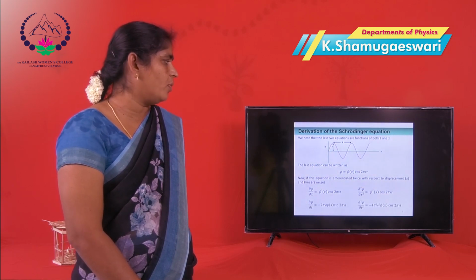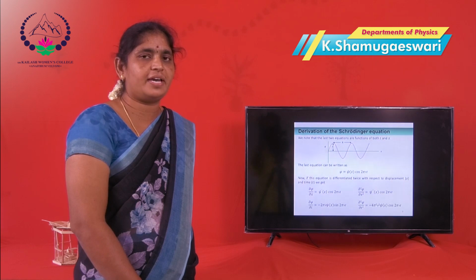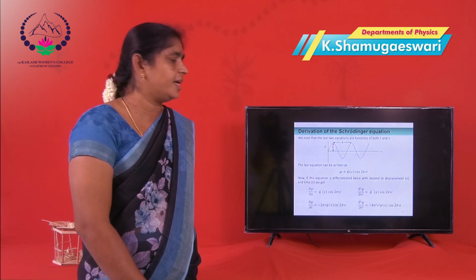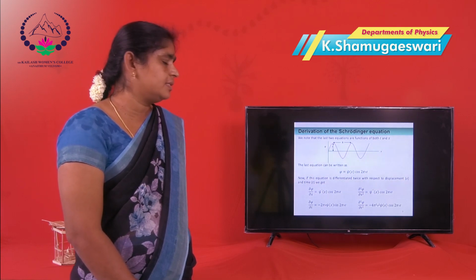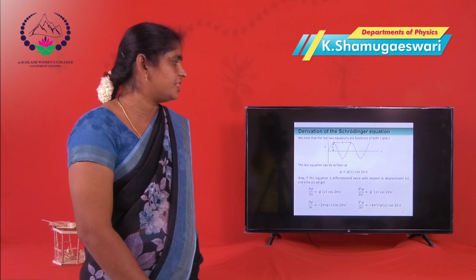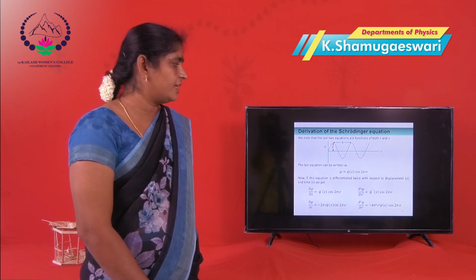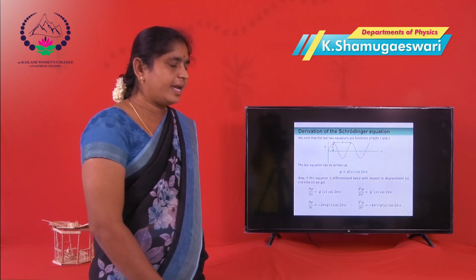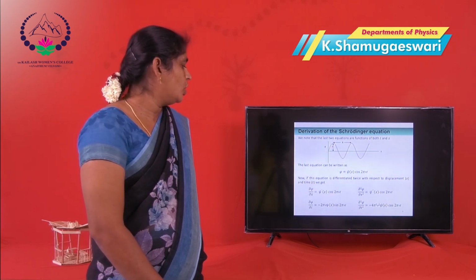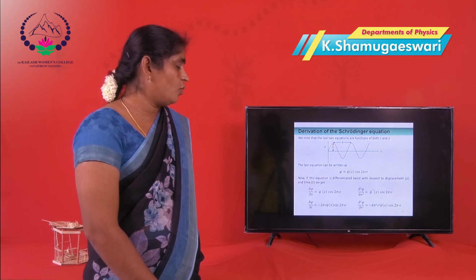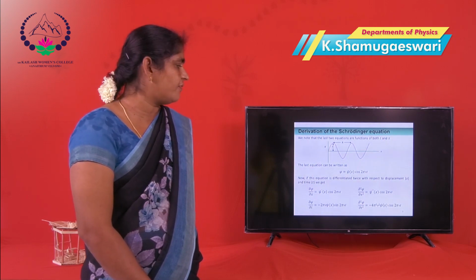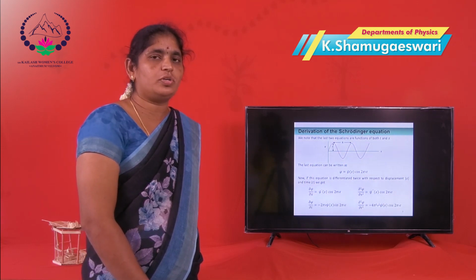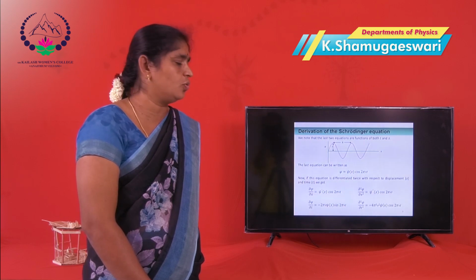Next, differentiate the above equation, psi is equal to psi of x cos 2 pi nu t, with respect to x twice. Then dou psi by dou x is equal to psi dash of x cos 2 pi nu t. Then again differentiate with respect to x: dou square psi by dou x square is equal to psi double dash of x cos 2 pi nu t.